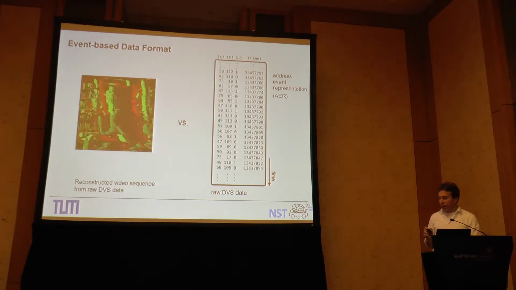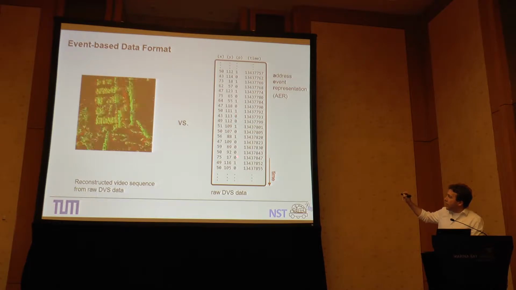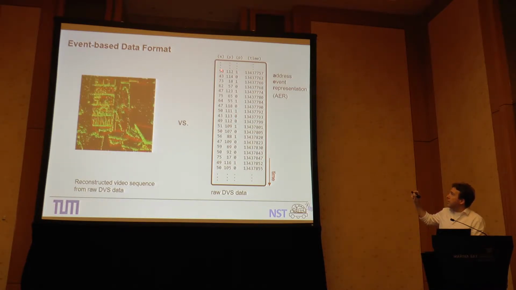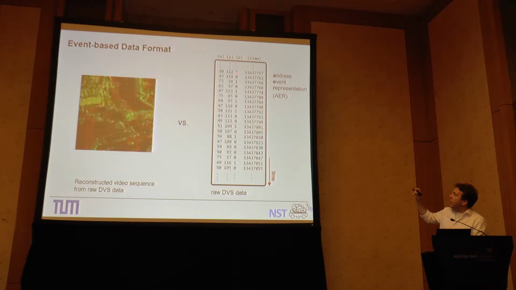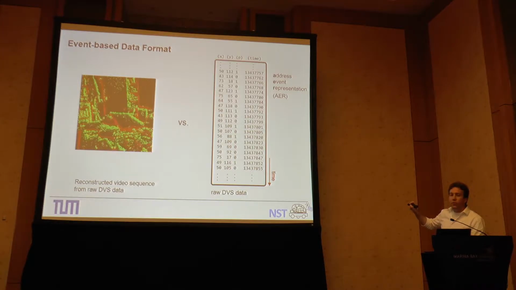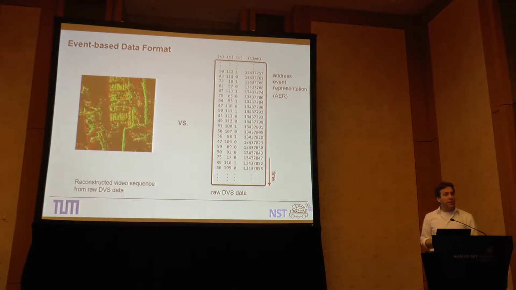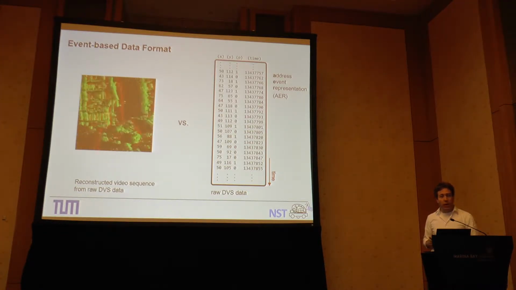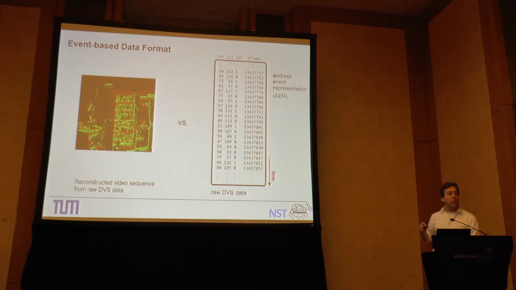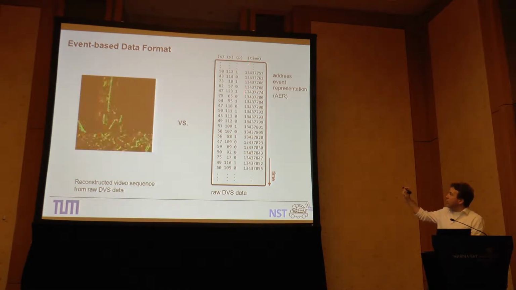The DVS sensor outputs a continuous stream of events like this, where we have certain numbers, let's say X position, Y position of the event, polarity of the event, and the time at which the event occurs. And we're getting a sequence of these events out of our sensor chip. That's the data that we have. It's not that. That is a reconstruction that we create out of this data so that we humans understand what's going on. This is not what's coming out of the sensor. It's this.